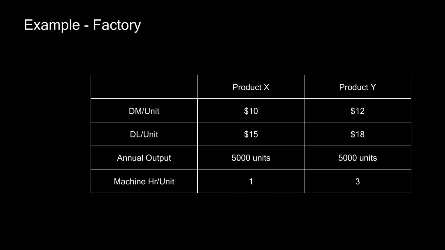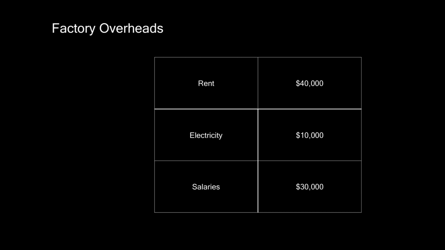All right, now we'll come back to this, but let's first take a look at the overheads. Now, this factory has the following overheads. All right, so we have rent for the year, that's $40,000, electricity bill for the year, $10,000, and salaries in total, $30,000. So we can say that annually, the overheads for this factory is $80,000. Now, the question again comes over here. How do you trace these $80,000 on a per unit basis?